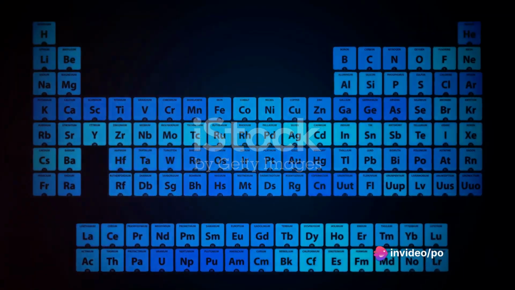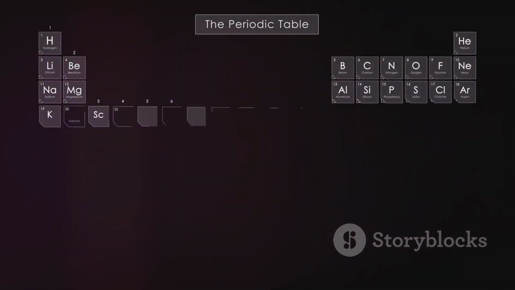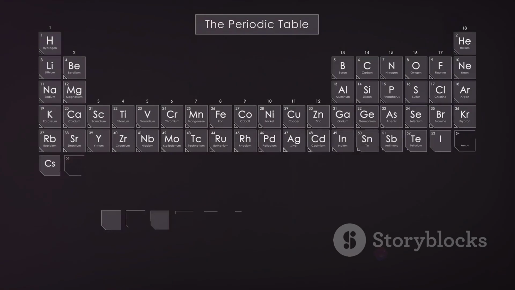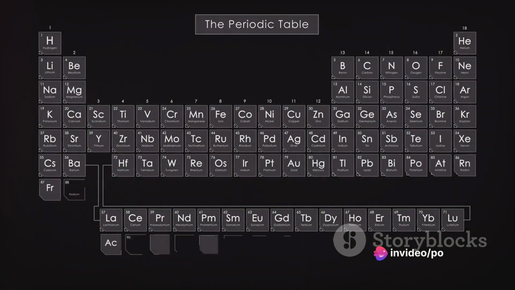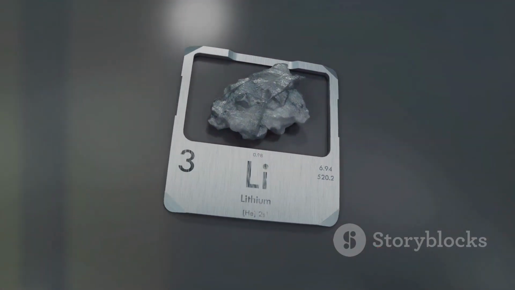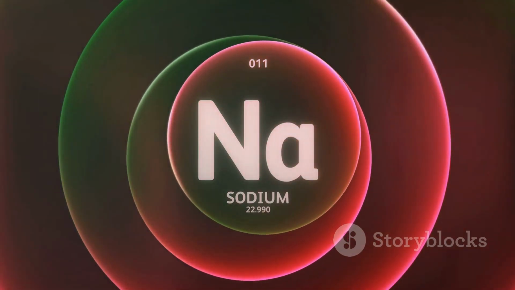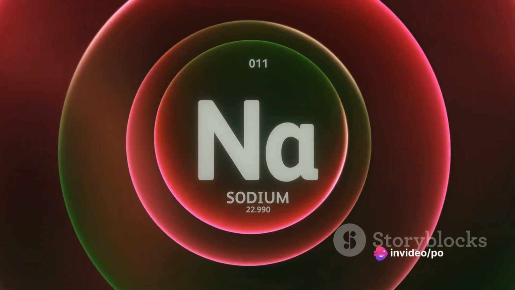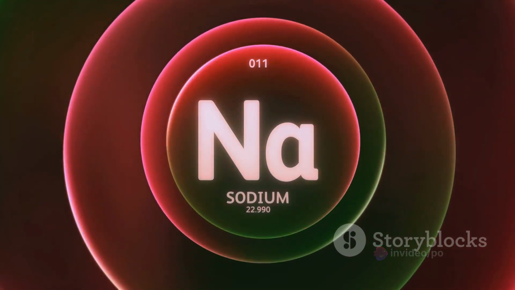Now let's look at the vertical columns, which are called groups. There are 18 groups in the periodic table. The elements in each group have the same number of electrons in their outermost shell, which is why they share similar chemical properties. For example, Group 1, also known as the alkali metals, includes elements like lithium, sodium, and potassium. These elements are all highly reactive because they have just 1 electron in their outermost shell, which they are eager to give away in order to achieve a stable electron configuration.